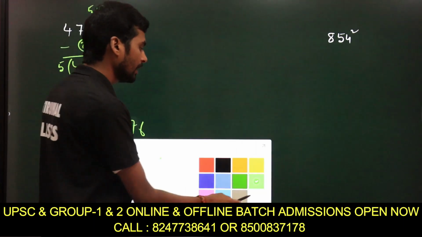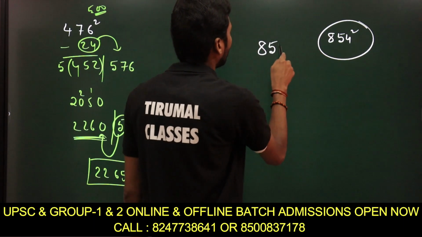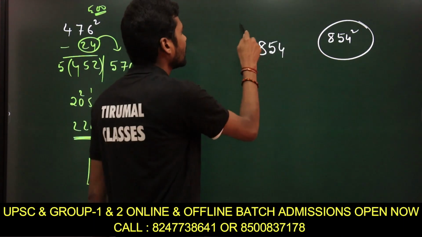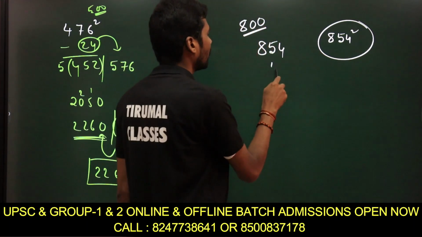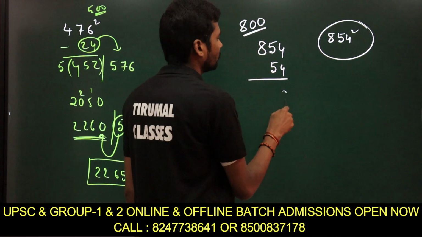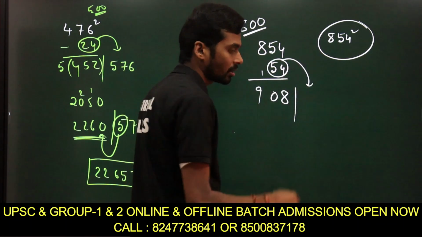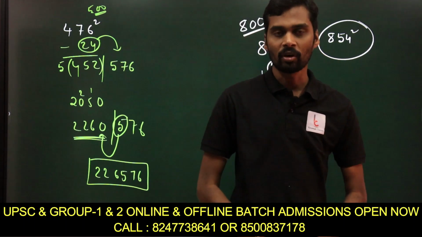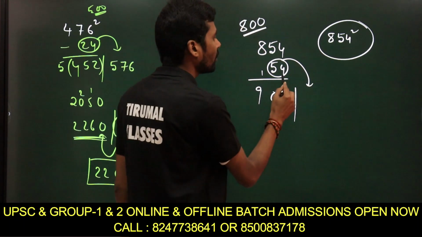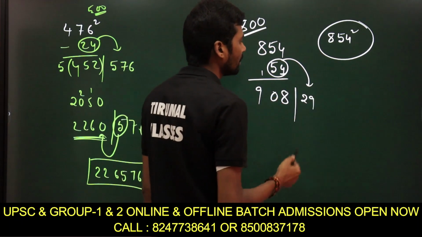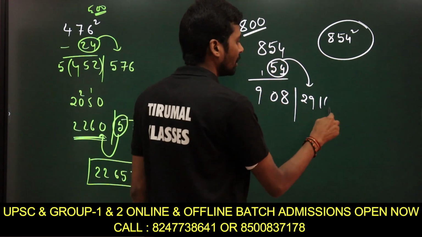And similarly, take this number, 854 square. 854 means the base value is 800. How much is it more than 800? 54. So 908. Now 54 square is what? What is the rule for 51 to 60? Yes, 25 plus the unit digit, which is 29. And then you directly take the square of the unit digit. 4 square is what? 16.